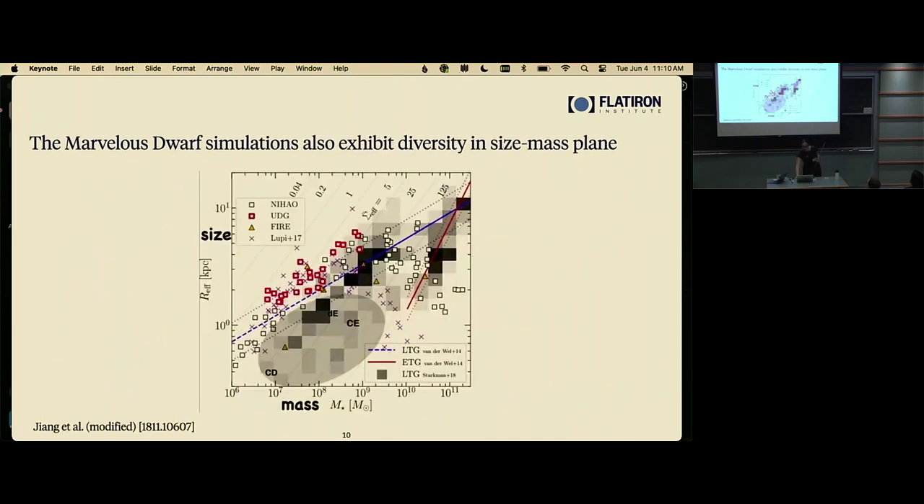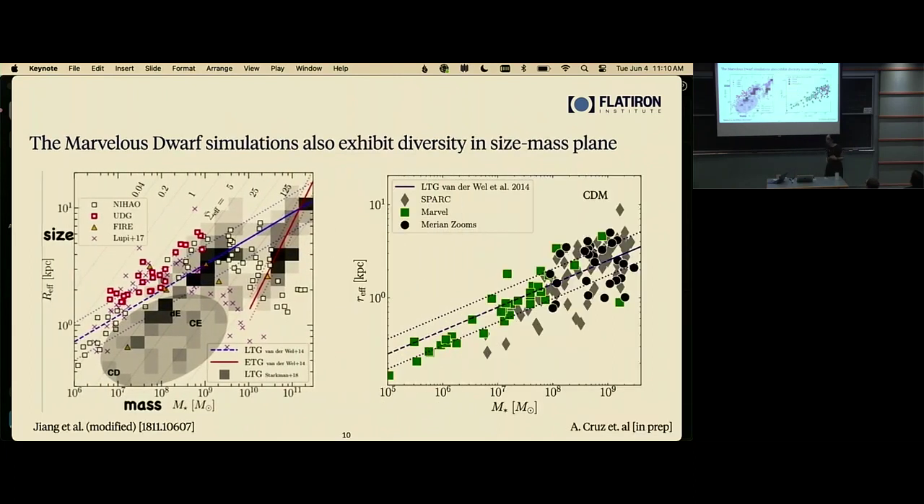And you can see this also in the size mass plane. So again, FIRE and NIHAO are only producing these diffuse objects below or at 10 to the 9. And what I'm showing here is the same thing. So SPARC is in gray. The late time galaxy relationship, so for the normal galaxies, is in blue. The black is the Marvelous Marion zooms in CDM, and the green is Marvel. And you can see that we're producing both these diffuse objects as well as some compact objects as well.